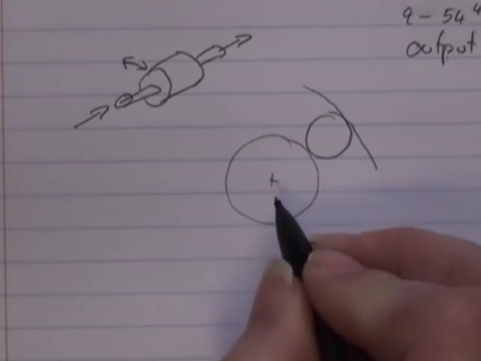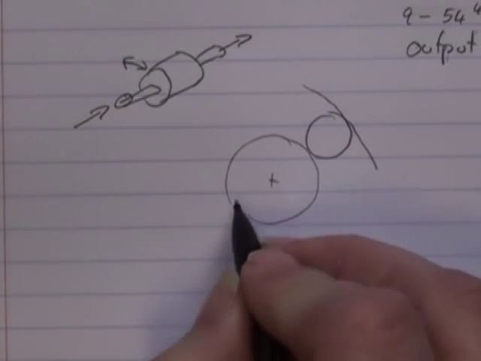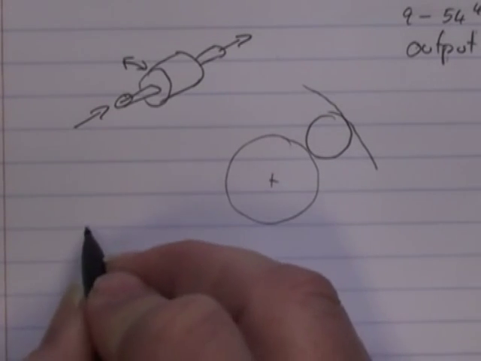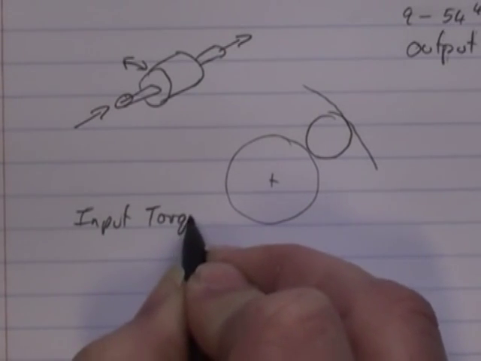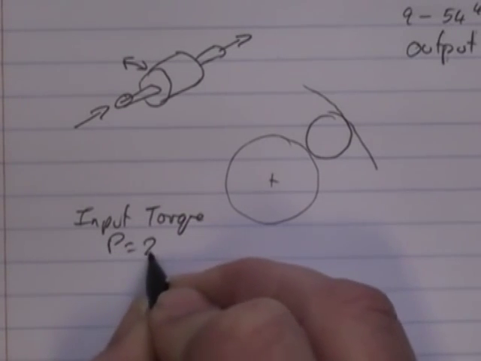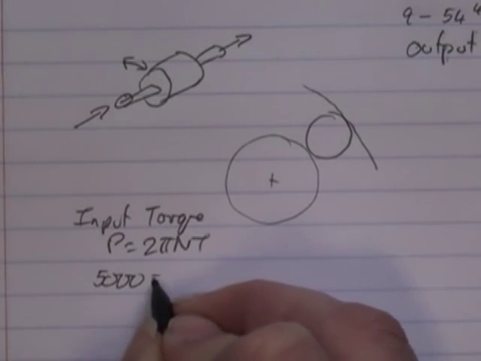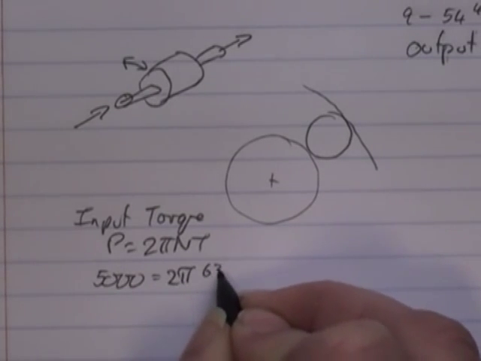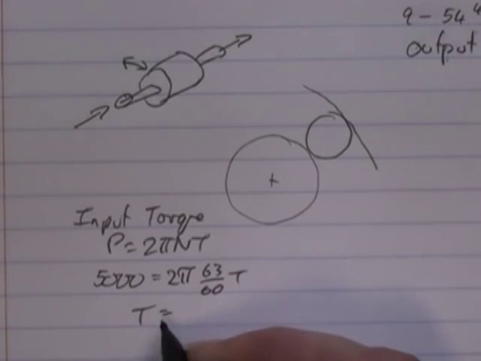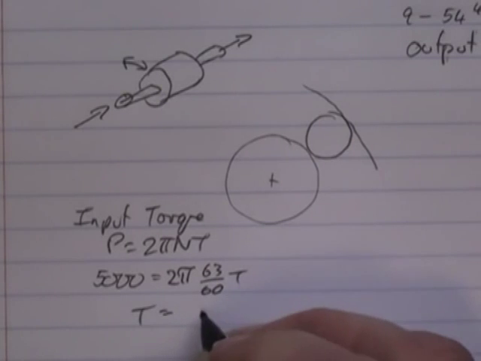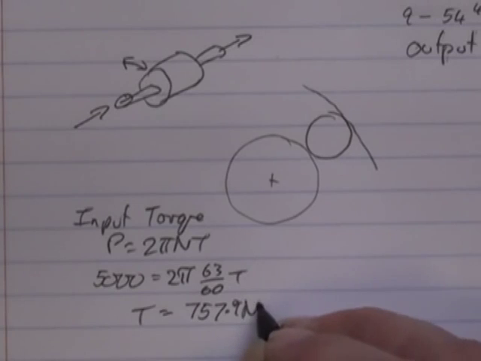I know for the sun gear that I have 5 kilowatts at 63 RPM, so I can calculate the torque from here. So my input torque, power is 2 pi n T, 5000 equals 2 pi 63 over 60 times T. T is going to be equal to 757.9 Newton meters.